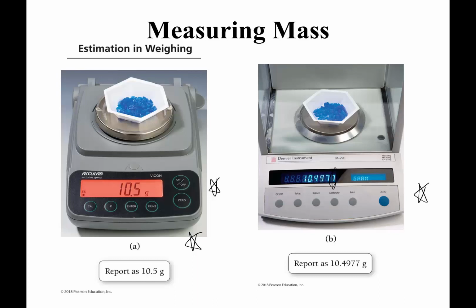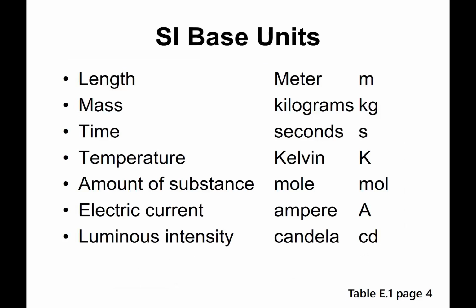The same mass of these blue crystals, which are probably copper sulfate, is measured more accurately by this balance. If you were to round that, it would be 10.5, but you don't want to round it. You want to use every single one of those numbers. This gives you 6 significant figures, 1, 2, 3, 4, 5, 6. That's really good, and that's what you want to stick with: what your device gives you, the best you can do. Okay, so base SI, scientific base units, they go back a couple hundred years.